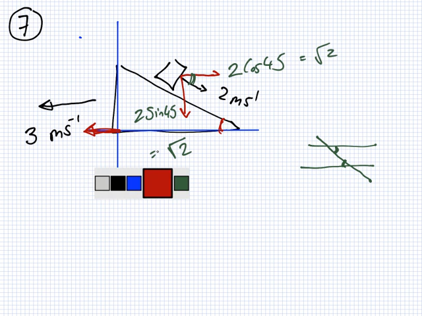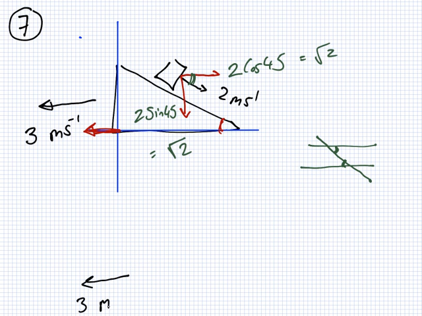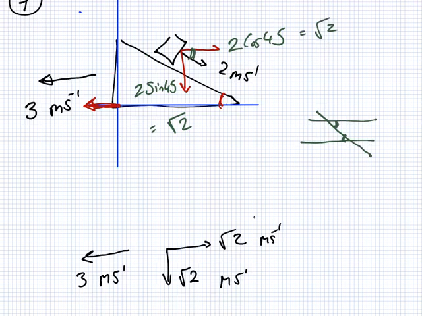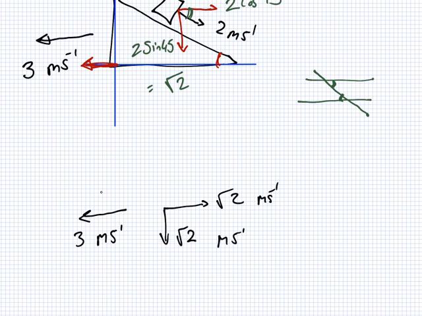Okay, good. So if we look at our picture now, we have a vector going this way of 3. And then if we look at this one, we have a vector going this way of root 2 and going down with root 2 meters per second. Now we can add them together, and they add together quite nicely. How do I add these two vectors together? If we call this one A and this one B, how would they add together? What numbers do I plus?